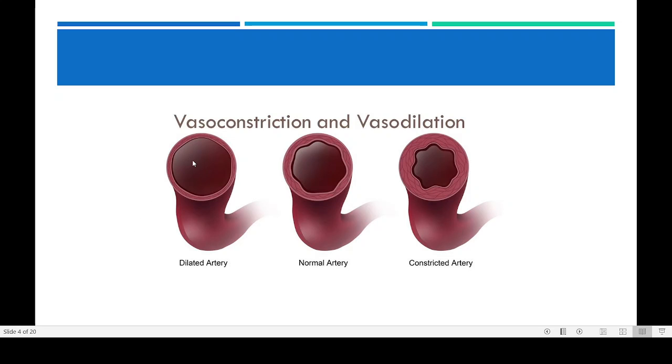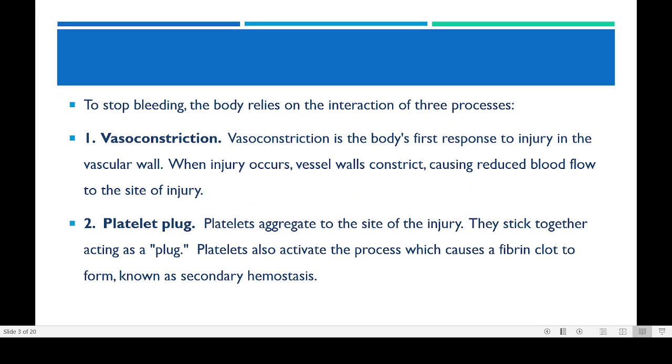Here, an opposite process is taking place. The blood vessel is dilating, and that process is known by the name vasodilation. So vasoconstriction means contraction of the blood vessel. Vasodilation means dilation of the blood vessel, or dilation of the artery. So the contraction mechanism is known by the name vasoconstriction.